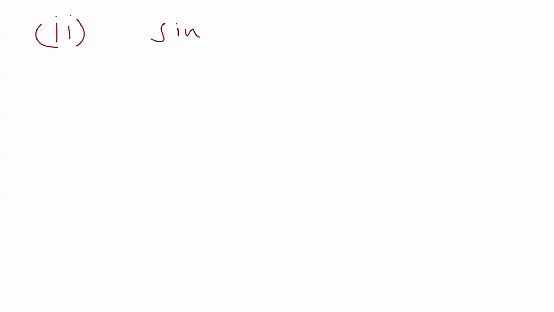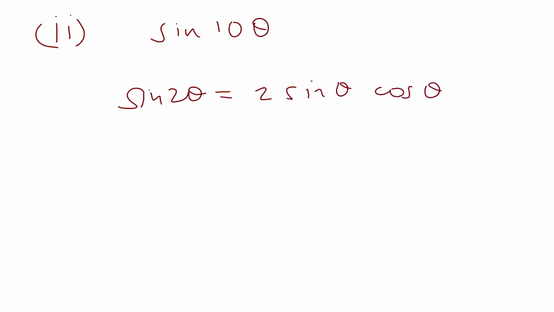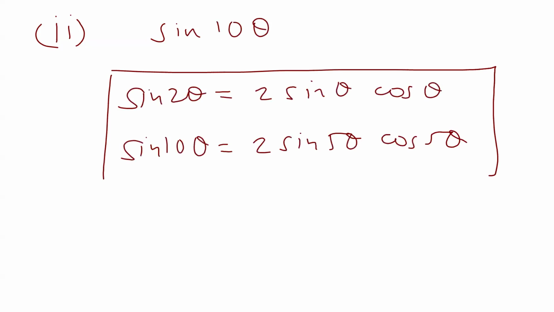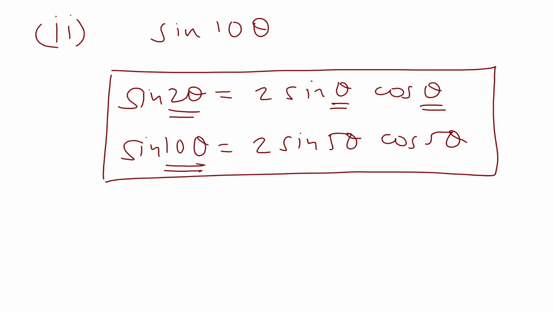Now 10 theta, to convert it into 5 theta, we'll have to use the half angle. You have to divide the angle by 2. So half angle formula: sin 2 theta equals 2 sin theta cos theta. So sin 10 theta will be 2 sin 5 theta cos 5 theta. Okay, 2 theta got converted to theta. In our case, 10 theta got converted to 5 theta. Fine.